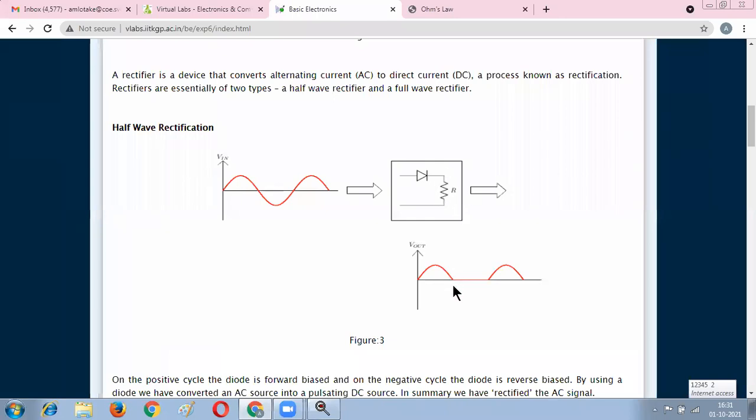So during the negative half cycle, the output voltage will be what? Zero. So during one complete cycle, that is positive and negative cycle, you are getting the output voltage only during each half cycle. That is only the half cycle you are getting what? The output voltage. So it is called half wave rectification.